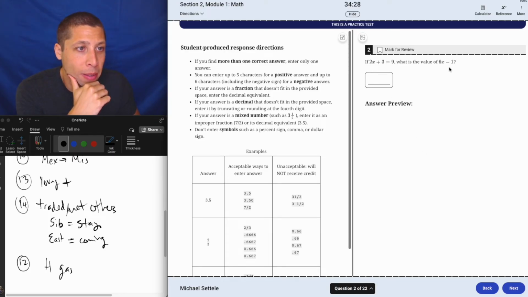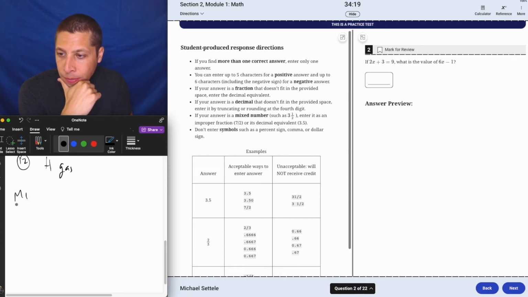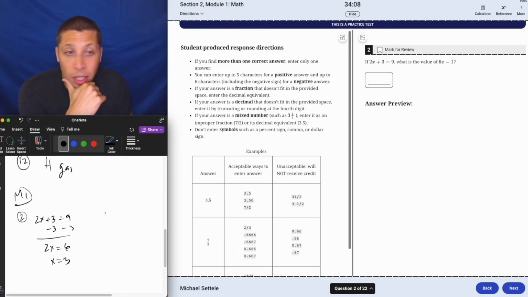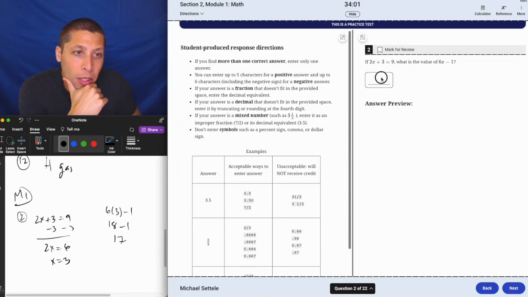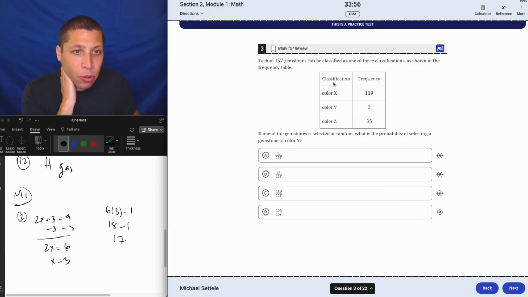What is the value of 6x minus 1? Let's just do a little algebra here. So let's go right to our scratch paper. We could use Desmos, but why bother? So this is M1, number 2. So 2x plus 3 equals 9, minus 3, minus 3. 2x equals 6. x is 3. 6 times 3 minus 1 is 18 minus 1, is 17. Right? Use the scratch paper. You got it, might as well use it. Don't do stuff in your head.